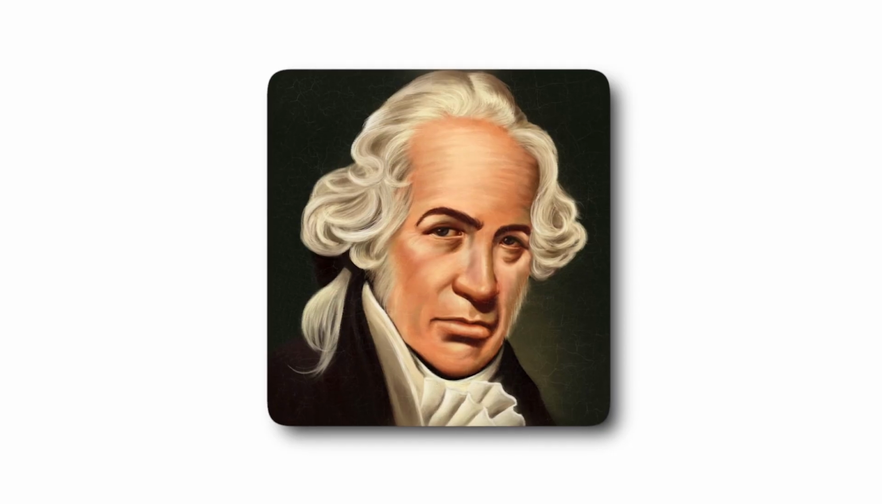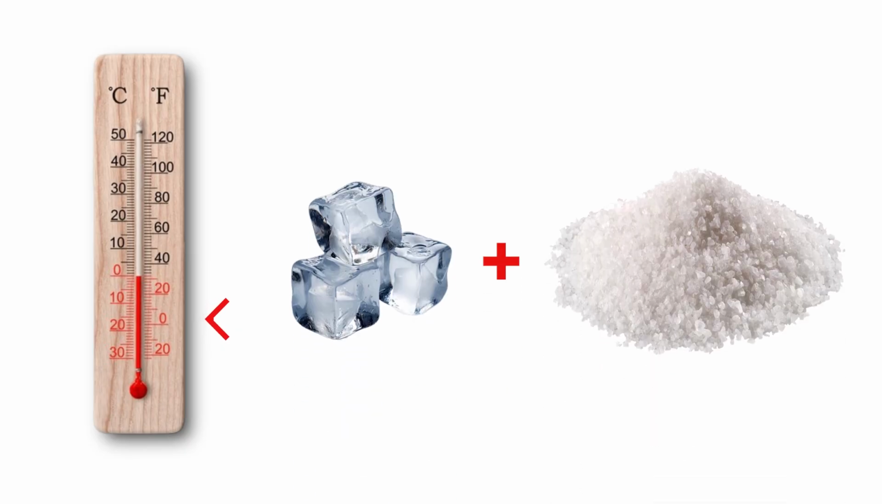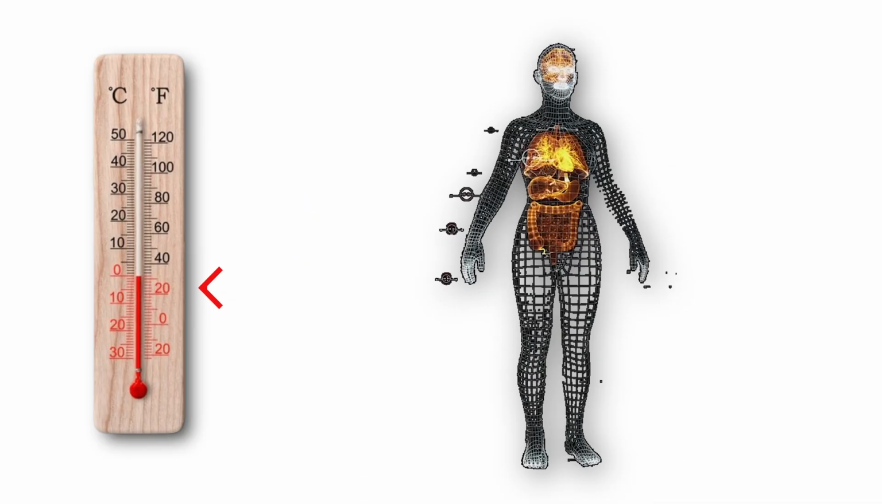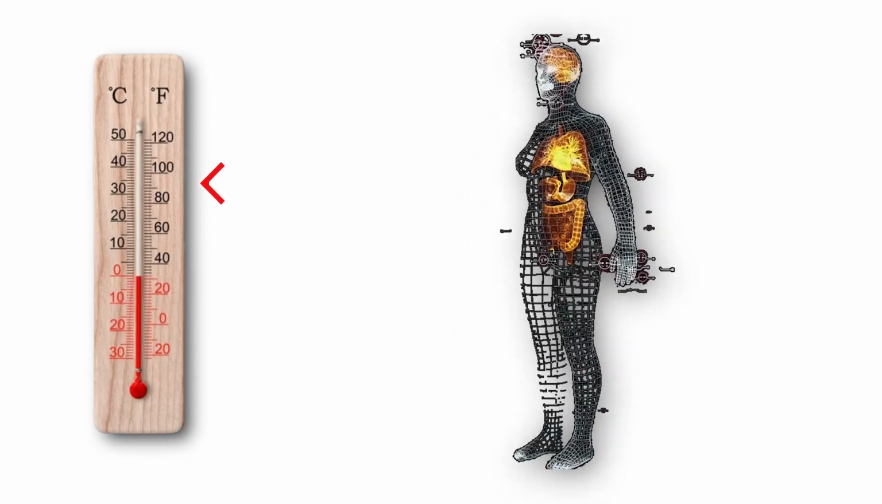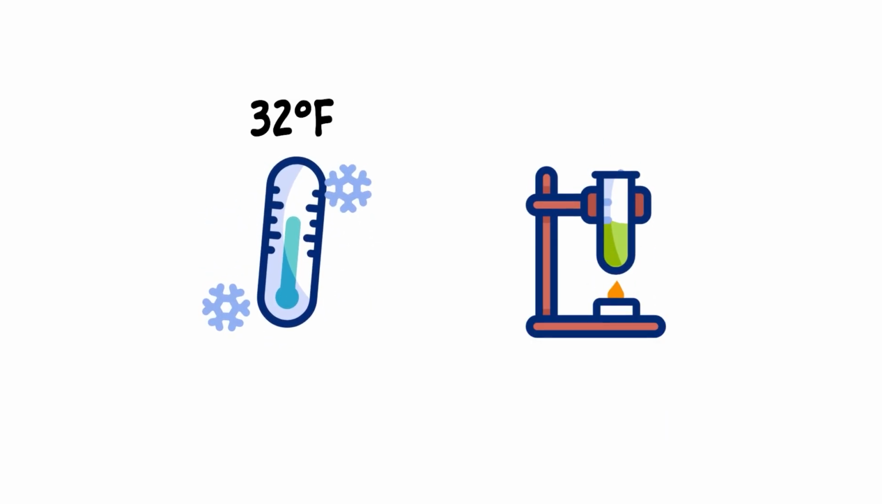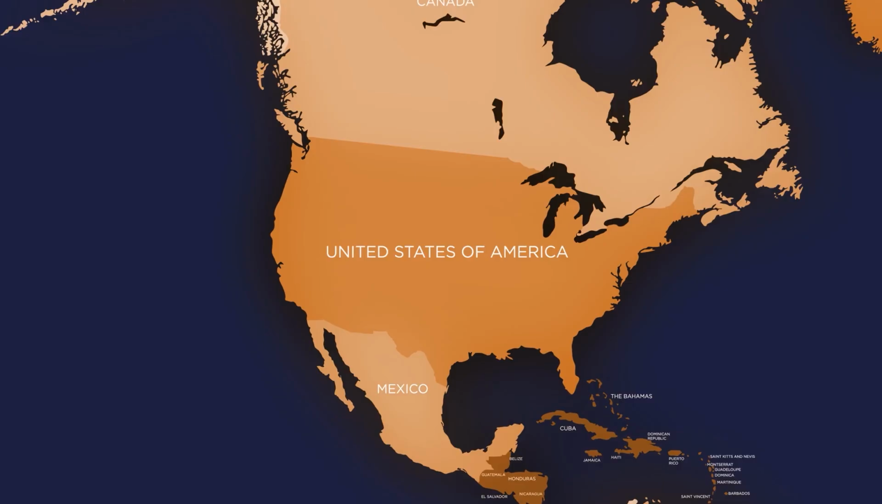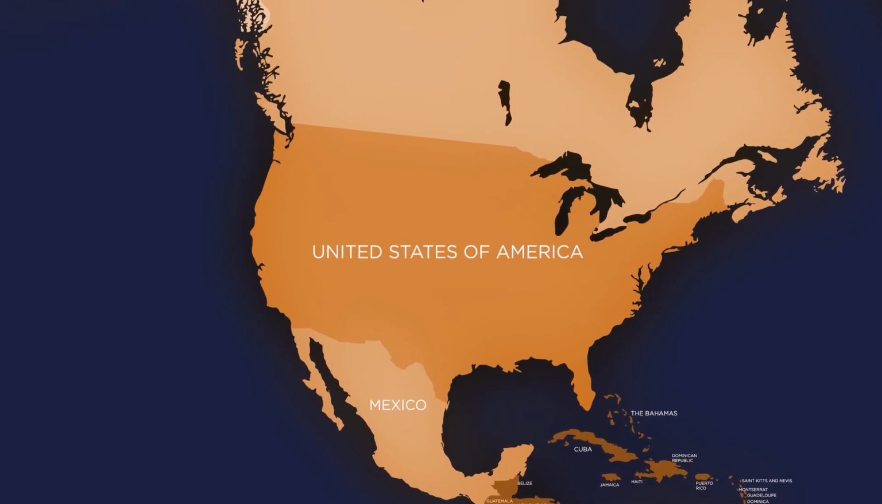Number 6. The Fahrenheit Scale. Developed by Daniel Gabriel Fahrenheit in the early 18th century, the Fahrenheit scale set 0 degrees Fahrenheit based on the lowest temperature he could achieve using a mixture of ice and salt. He designated 96 degrees Fahrenheit as the approximate human body temperature. Over time, the scale was adjusted to set the freezing point of water at 32 degrees Fahrenheit and the boiling point at 212 degrees Fahrenheit. Today, Fahrenheit is mainly used in the United States and a few other countries.